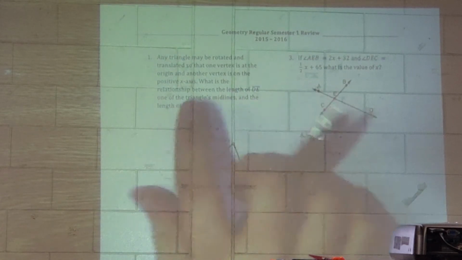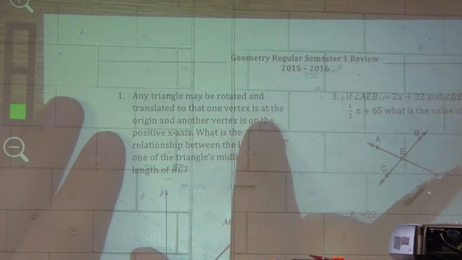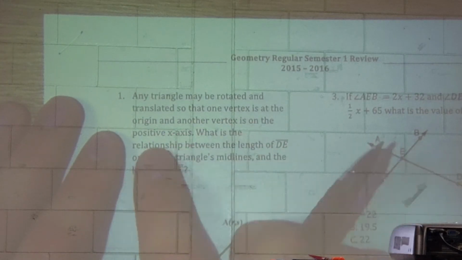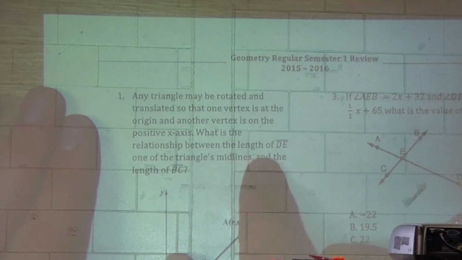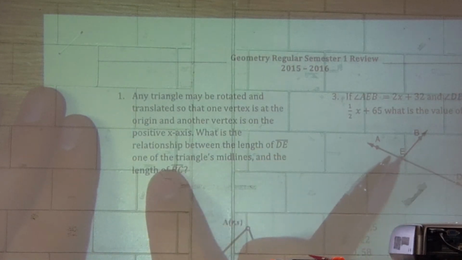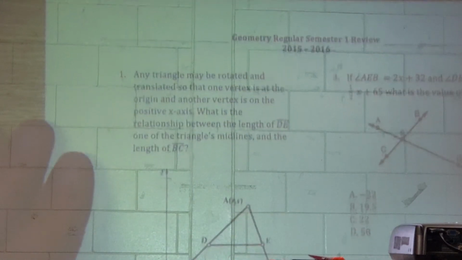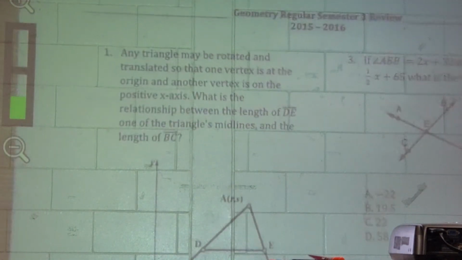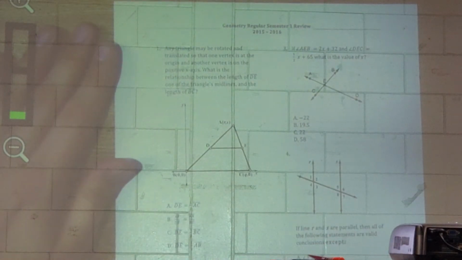This one says, any triangle may be rotated and translated so that one vertex is the origin and another vertex is on the positive x-axis. What is the relationship between the length of segment DE on one of the triangle's midlines and the length of BC? Well, this one's pretty easy. If you know exactly what the triangle midsegment theorem is, this problem ends up being super simple.